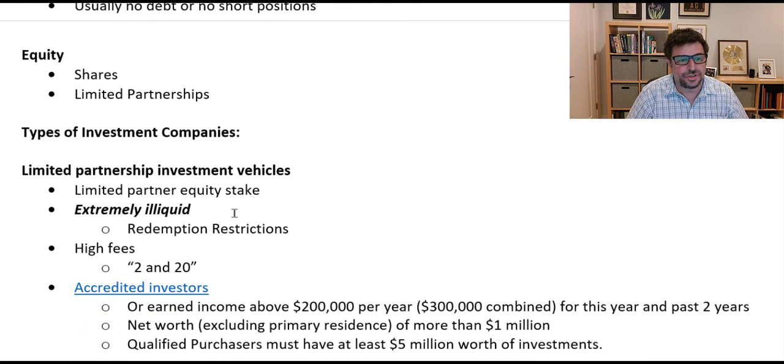Equity is the shares or its limited partnership stakes. And let's take a minute and talk about the different types of investment companies. We'll talk about some limited partnership investment vehicles, but the ownership stake for these funds is either going to be shares in a corporation, or they're going to be limited partnerships, which are equity stakes in partnership agreements.